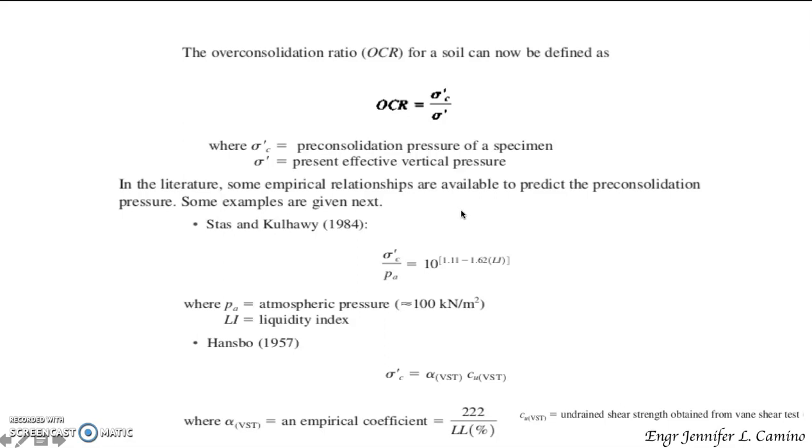In the literature, some empirical relationships are available to predict the pre-consolidation pressure. Some examples are given with this relationship. According to Stas and Kulhawy, sigma sub C prime over P sub A is equal to this expression, wherein P sub A is the atmospheric pressure and LI is the liquidity index. According to Hansbo, he has this relationship wherein we have the empirical coefficient alpha, which is equal to this expression. C sub U is the undrained shear strength obtained from the shear test.